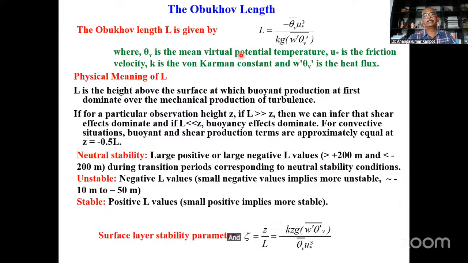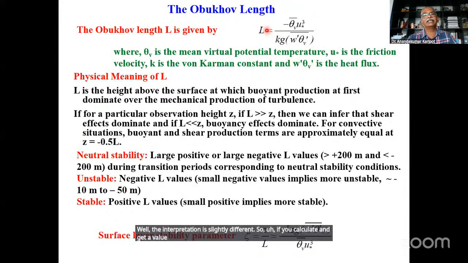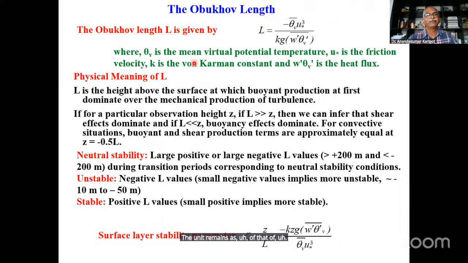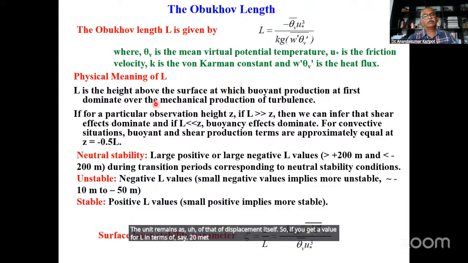And there is yet another measure of stability, which is called the Obukhov length, represented by capital L here. That again is the ratio between the shear term and the buoyancy term in the TKE budget equation. The interpretation is slightly different. This is a length, the Obukhov length, and we express it in meters; the unit remains that of displacement itself. So if you get a value for L of, say, 20 meters, what does it mean?